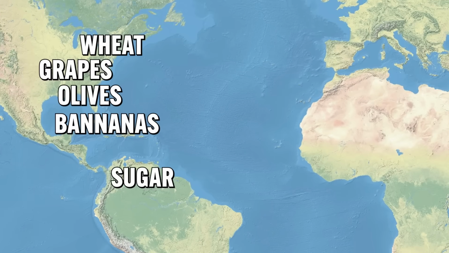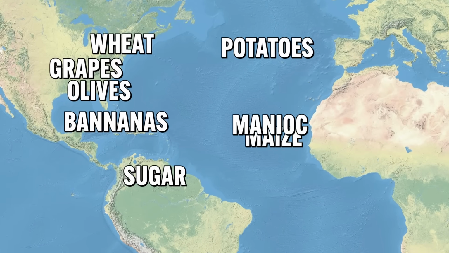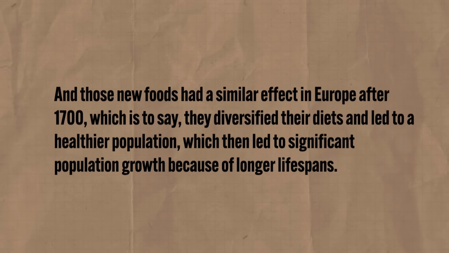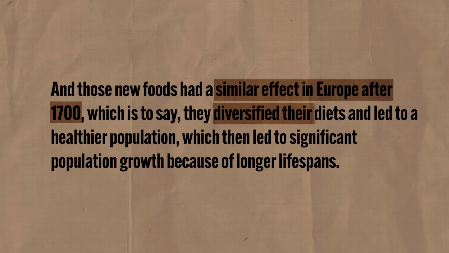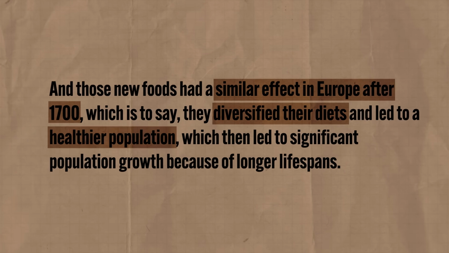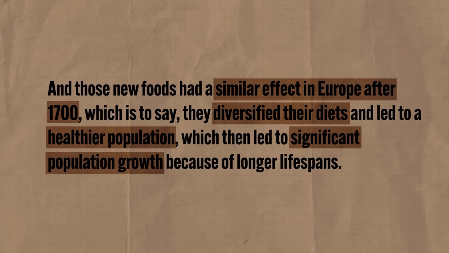And while indigenous Americans mostly maintained their traditional diets, they slowly adopted some of these new foods, which diversified their diets and therefore increased their lifespan. But then going the other way, New World crops were transferred to Europe, including maize and potatoes and manioc. And those new foods had a similar effect in Europe after 1700, which is to say they diversified their diets and led to a healthier population, which led to a significant population growth because of longer lifespans.